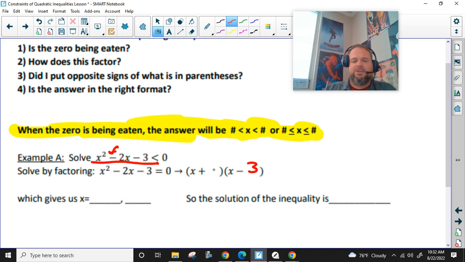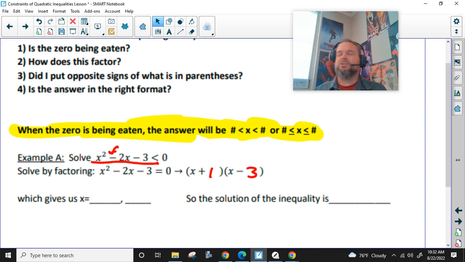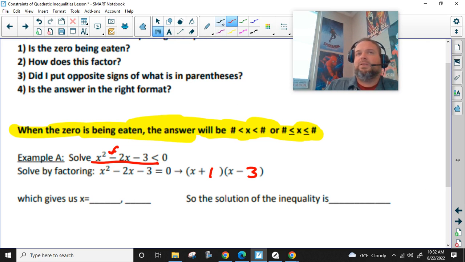So this would actually factor as x plus 1, x minus 3. And you could actually split that and solve it, or we could do the other pattern like we learned about last week, that it's the opposite sign. So what's the opposite of plus 1? -1. What's the opposite of -3? +3. So is the zero being eaten?